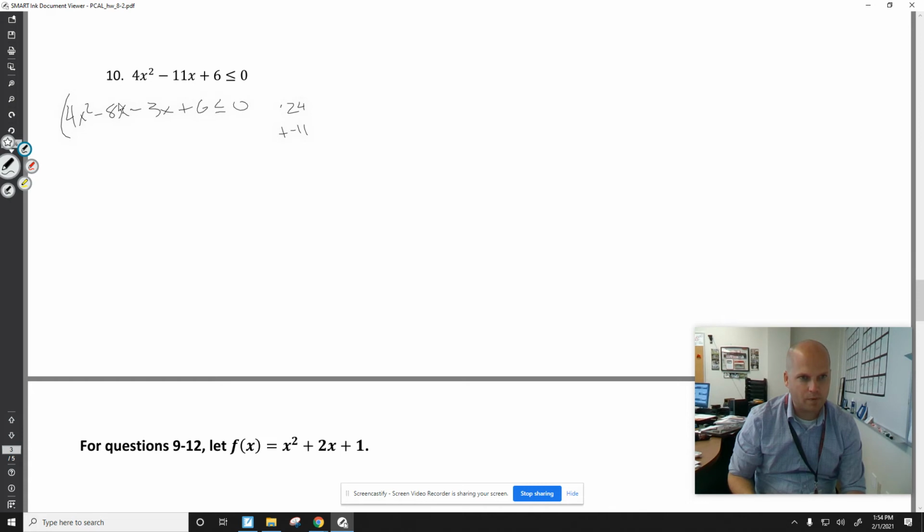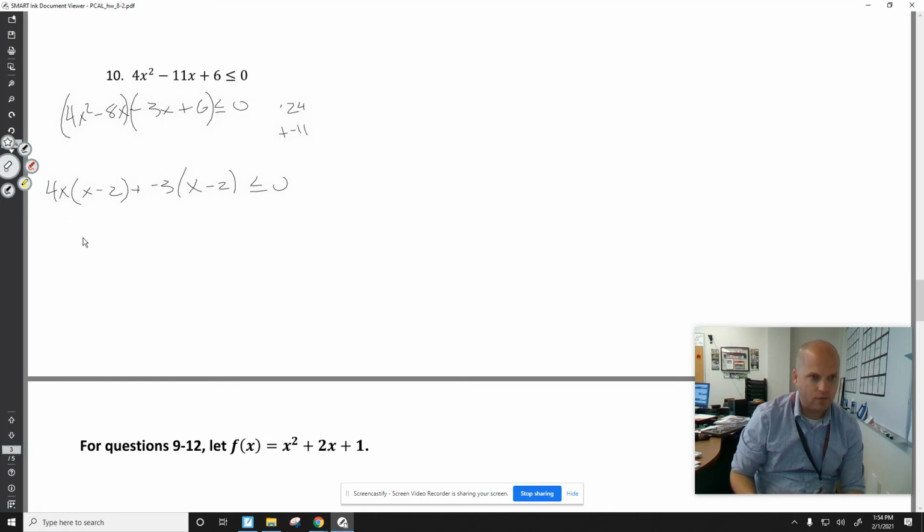Now we factor by grouping, just like we did before. I factor out a 4x. I have x minus 2. Whatever I factor out here, I better get an x minus 2 left over. So I know I need to factor out a negative 3, so I get a positive x minus 2. And that gives us, after I factor out the x minus 2, the 4x minus 3, this.